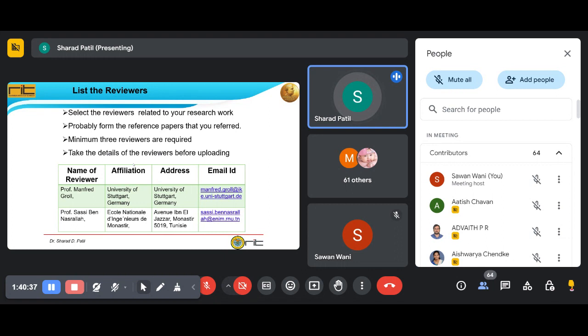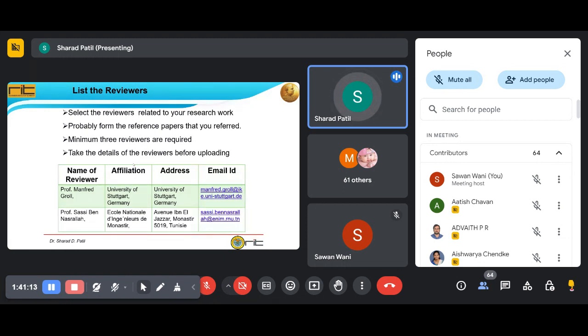So you need to get details about different literature and different reviewers' names. You can take the reviewers from the papers which you have used or cited. From those papers you can take the corresponding author, marked with a star, with their title, university, and email ID. So this data you require for the reviewers: name of the reviewer, affiliation, address of the university or college, and email ID. And you are required to give a minimum of 3 reviewers for the paper.